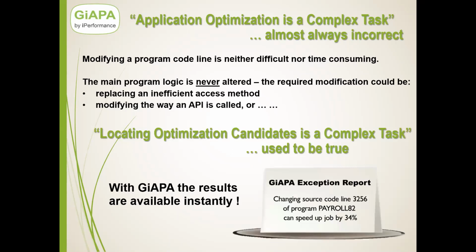To identify exactly which program source code line must be changed and how, that most often requires expert knowledge. GiAPA was created to deal with exactly that problem. GiAPA identifies where resources are used down to the source statement line number. An explanatory text will describe the delay and suggest more efficient alternatives.